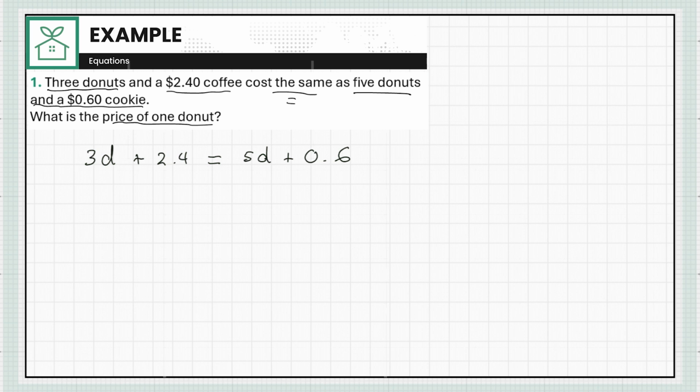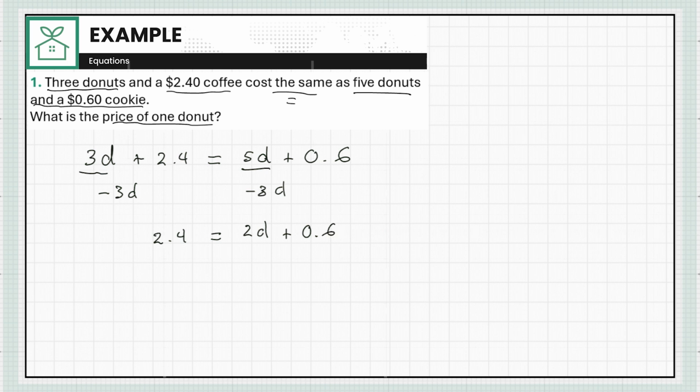That's our first step. We've got an equation. Our next step is we don't like having pronumerals on both sides of the equation. We have to get rid of them on one side. For this particular example, we're going to get rid of the smaller number on the left by taking away 3d from both sides. 3d minus 3d will just be 0, so we're left with 2.4 is equal to 2d plus 0.6.